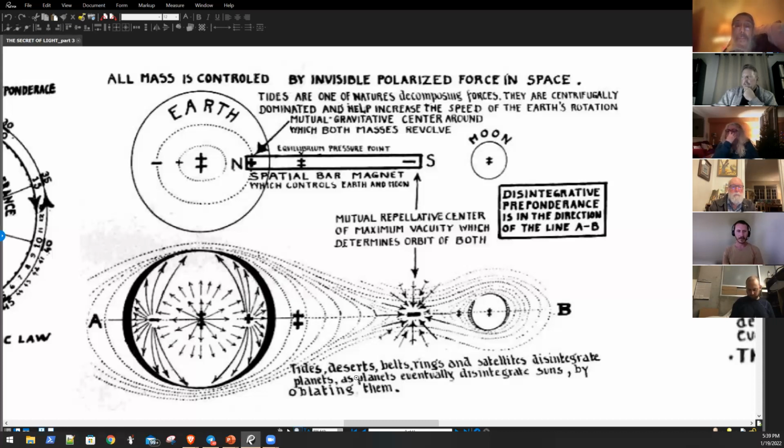So tides, deserts, belts, rings, and satellites disintegrate planets, as planets eventually disintegrate suns by oblating them. So all spheres will disintegrate through radiation, through oblating, just as Saturn and its rings begin to disappear.